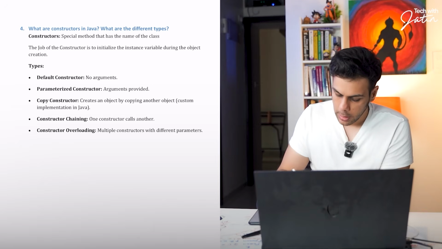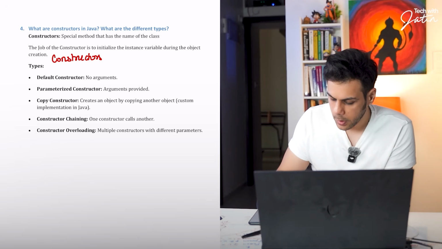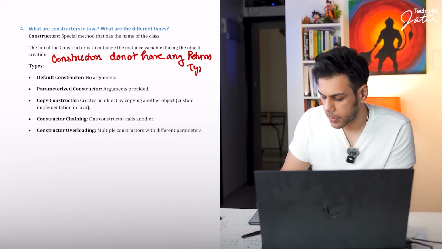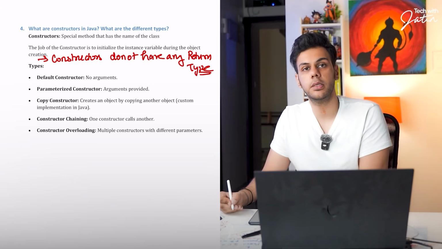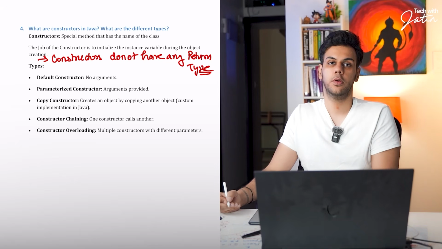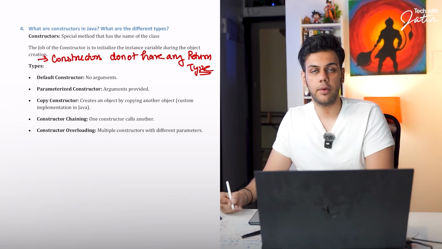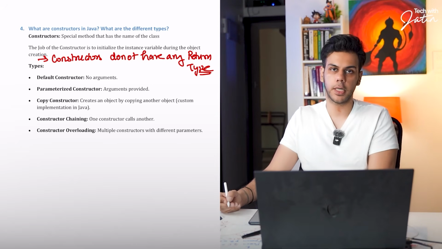Now, constructors do not have any return type. This point is not written over here. Please make a note of this particular stuff. Constructors don't return any value. Okay, so constructors don't have a return type. Setters have return types. Methods are going to have return types. Constructors don't have return types.